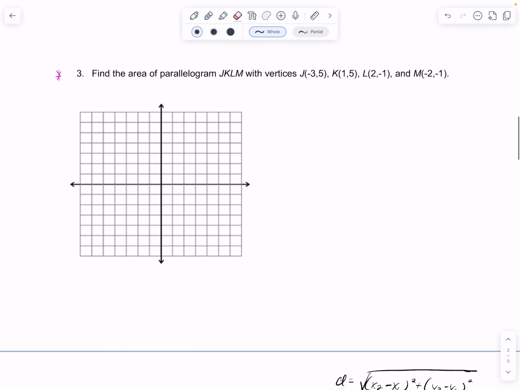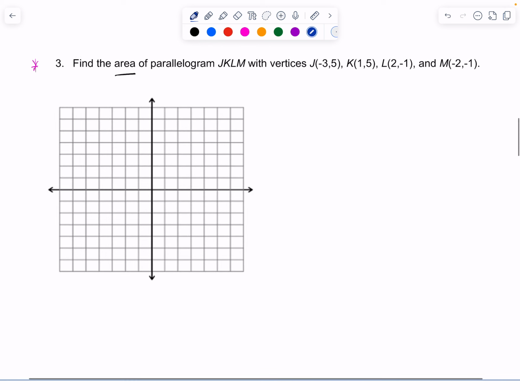So number 3 says to find, this time, the area of a parallelogram. So let's go ahead and graph this parallelogram. So we have point J, which is going to be negative 3, 5 up here. We have point K, which is 1, 5. Point L, which is 2, negative 1. And finally, point M, which is negative 2, negative 1.